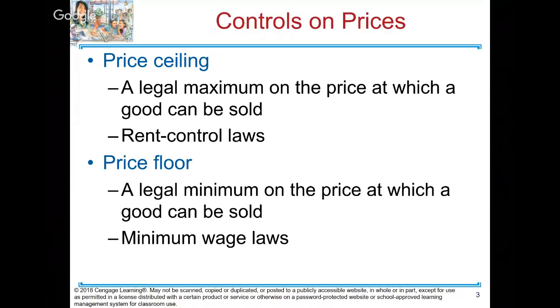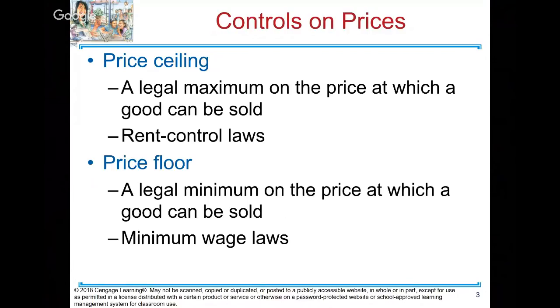The reason they have it is that rent in those markets, San Francisco and New York City, can be very, very expensive, where everyday people just cannot afford it. So that's why the government can step in and force the price to be lower. The other one is called a price floor. A price floor is a legal minimum price on a good or service.